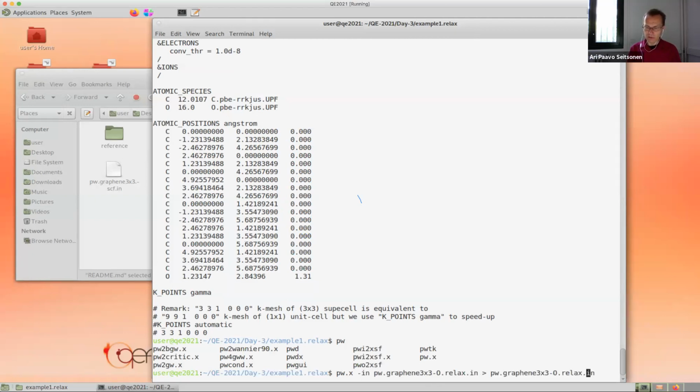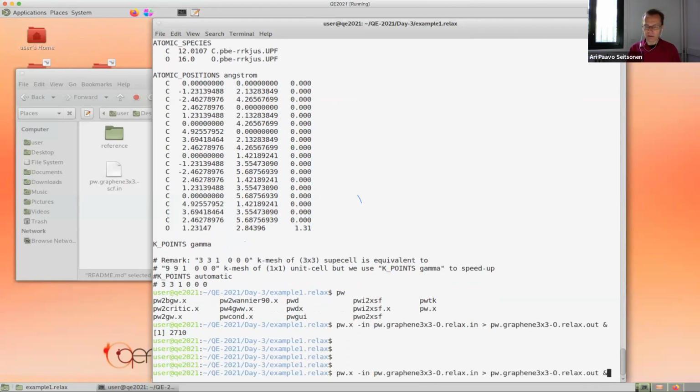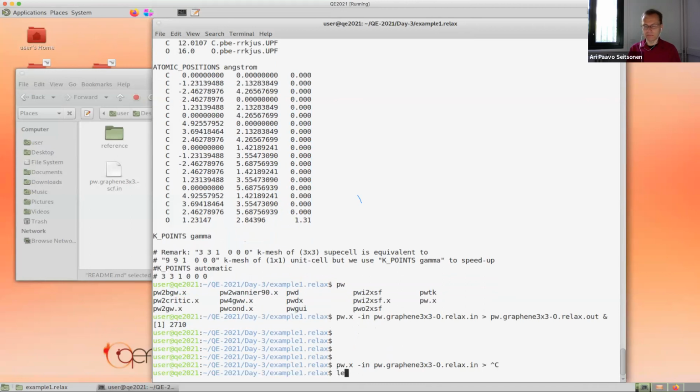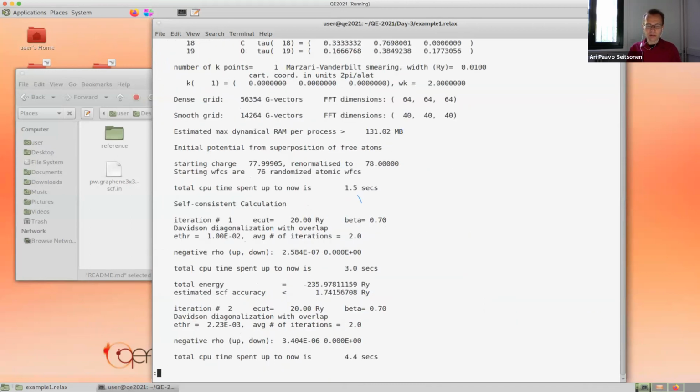I said, if you haven't done it, you can launch the calculation now. And if you have extra time, again, you can have a look at the output. Of course, the beginning is similar.